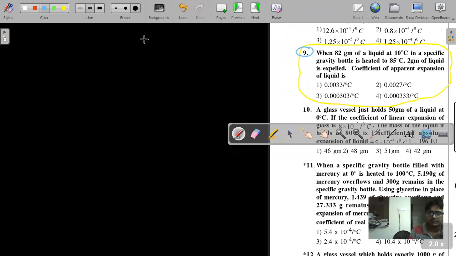Sai Teja, can you please read the problem? When 82 gram of a liquid at 10 degrees Celsius in a specific gravity bottle is heated to 85 degrees Celsius, 2 grams of liquid is expelled. Coefficient of apparent expansion of liquid is. Yes. So they mentioned that 82 grams of liquid is there at initial temperature 10 degrees centigrade, and then the specific gravity bottle is heated to 85 degrees centigrade, that is the final temperature.